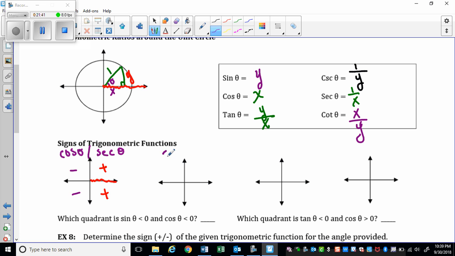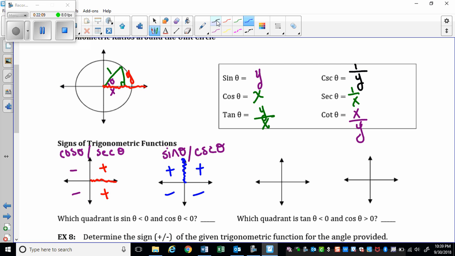Now let's do sine. Sine's reciprocal function is called cosecant. And sine are my y values. So I know my positive y-axis is up here above the x-axis. So sine is going to be positive up here and up here. And that means that they're going to be negative down here.